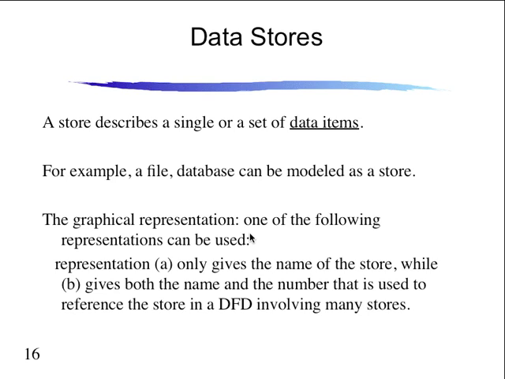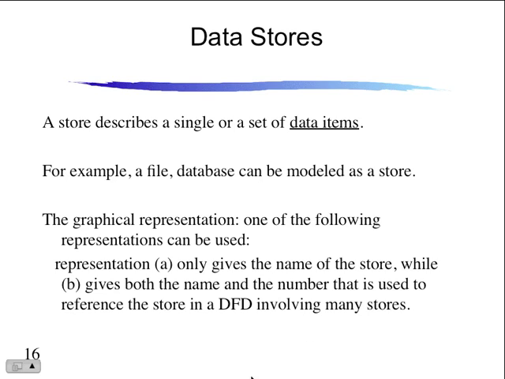And the graphical representation, one of the following representations can be used. In representation A, only give the names of the data store, which is what we did kind of, while B gives the name of the data store that's going to be used to reference the data store in the data flow diagram involving many different stores. So you can give both the name and the number that is used in reference. So sometimes you can actually number the data items. You can put a name on the data items.